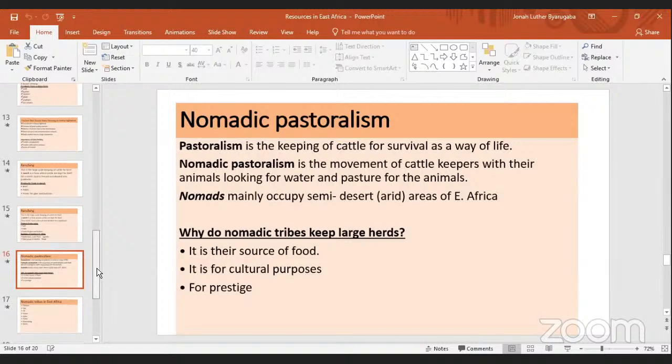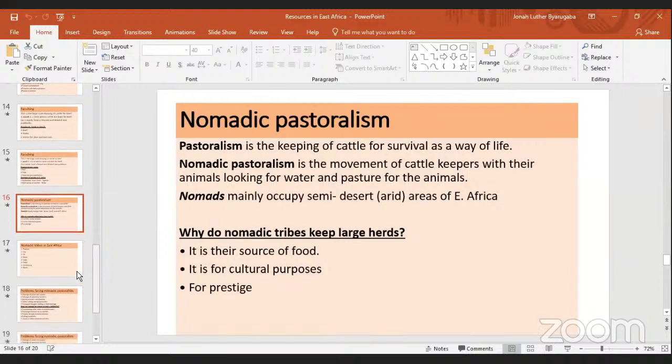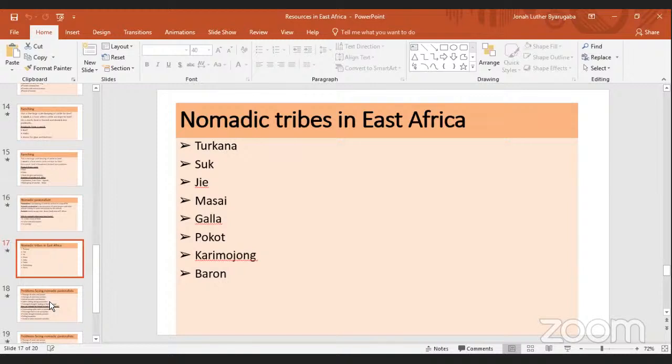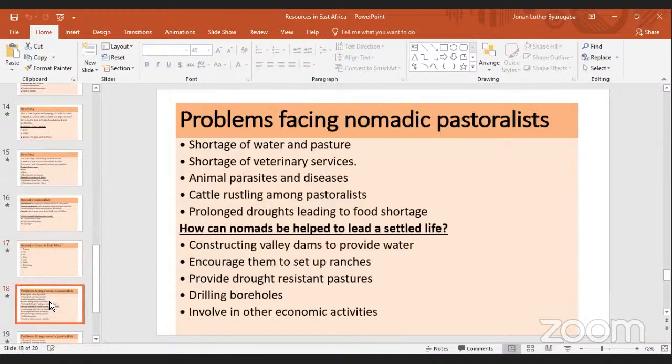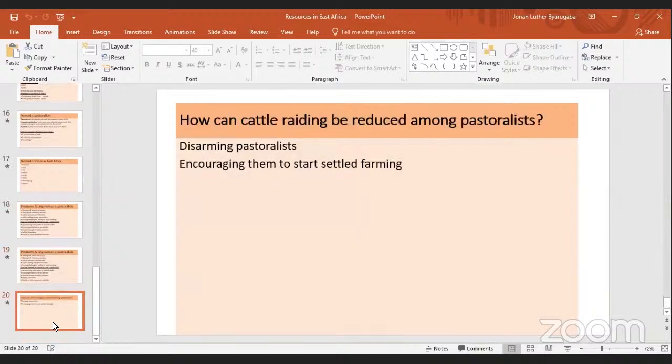What is pastoralism? What is nomadic pastoralism? Who are the nomads? Why do nomadic tribes keep large herds? We discussed nomadic tribes in East Africa, problems facing nomadic herds, and how nomads can be helped to settle or lead a settled life, where you don't have to move from one place to another looking for pasture and water. And lastly, we discussed how cattle raiding can be reduced among nomadic pastoralists.